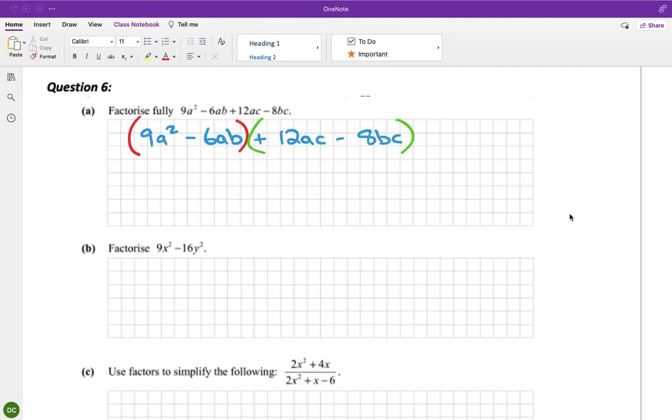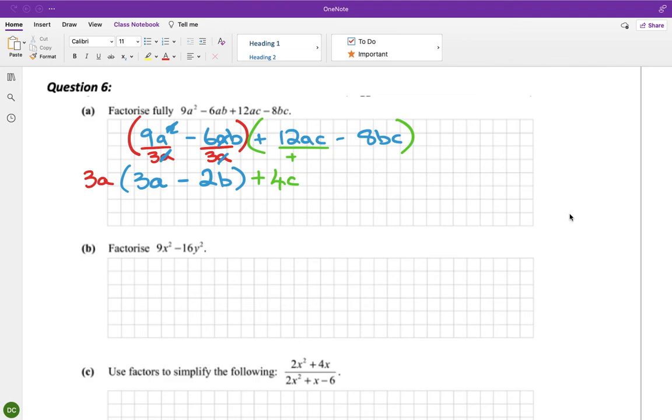So my red highest common factor, I think, is 3a. I'm going to divide by the 3a, divide by the 3a, which gives me 9 divided by 3 is 3. And then 2 a's on the top but 1 on the bottom. The 1 on the bottom removes 1 from the top, so I'm left with an a. 6 divided by 3 is 2. The a's are gone, and b. There we go. The green bracket then, I'm going to go with a plus 4c.